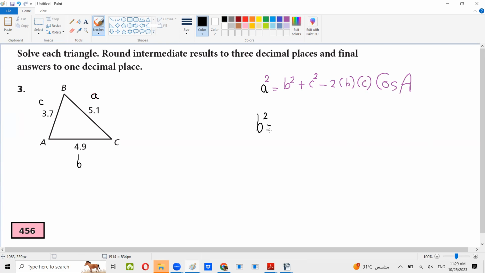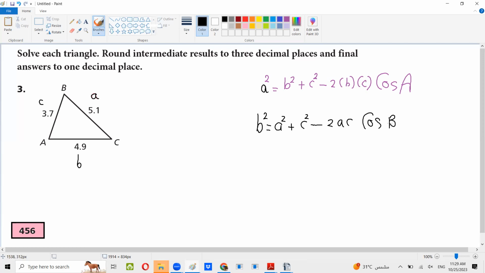A square plus C square minus 2AC cosine the angle that you start with, angle B.